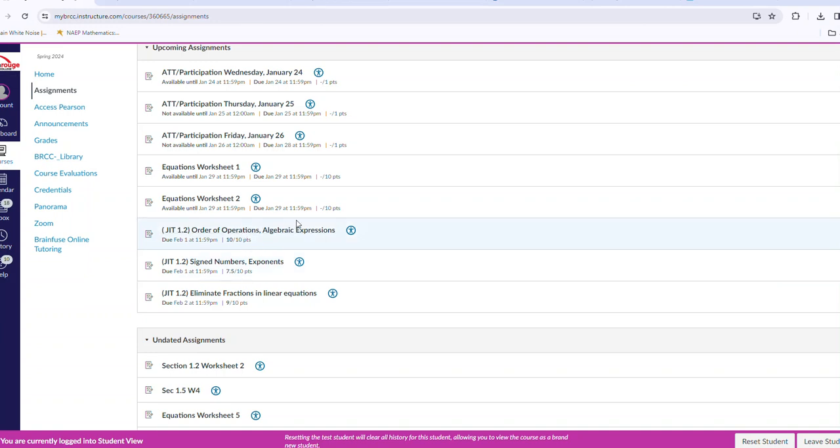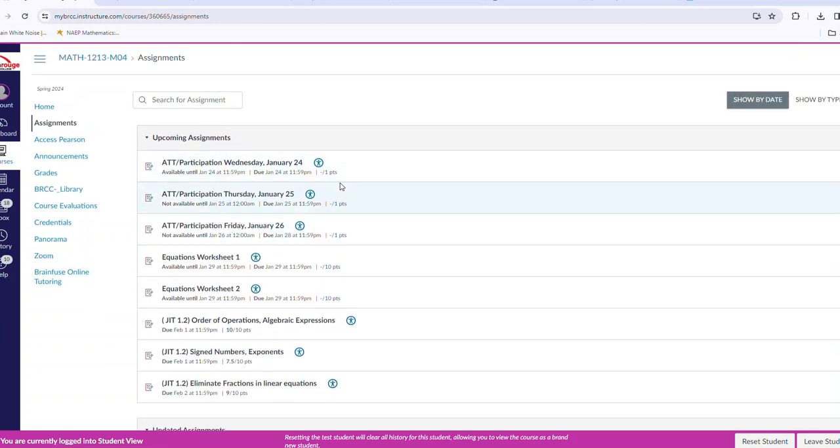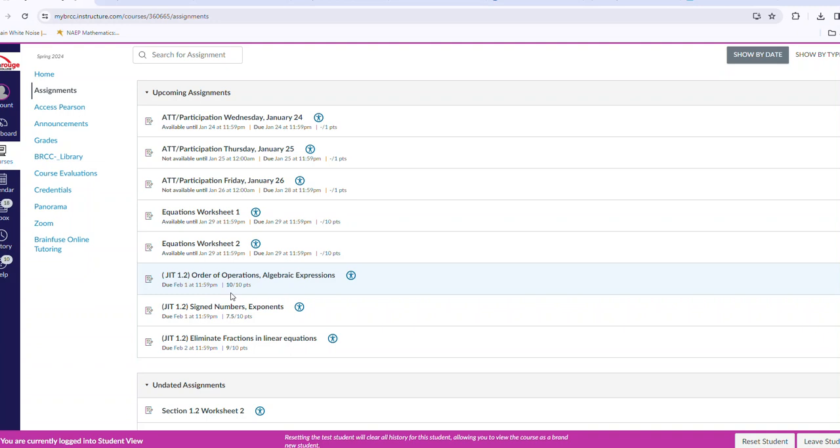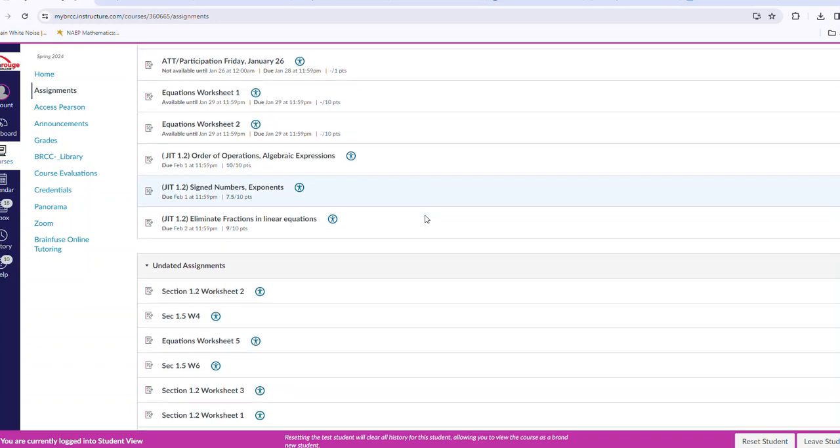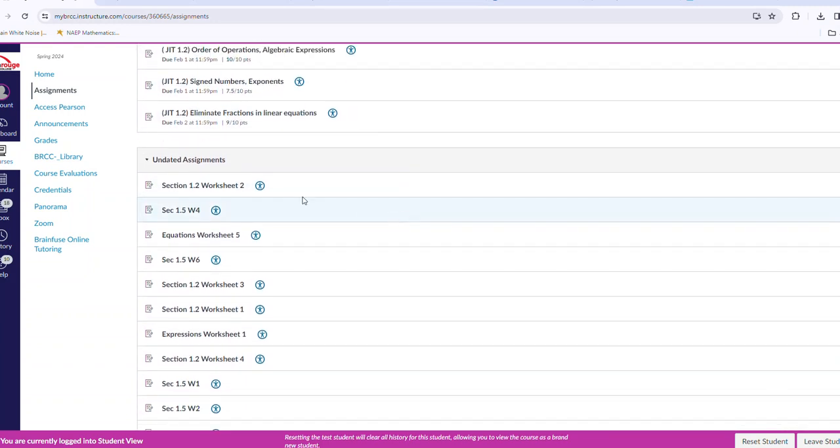So that's why you see some scores when you go to assignments. But you have until the due date, in this case February 1st, to improve your score. Okay? All right, so these are your upcoming assignments. Then undated assignments. So notice something about that. So students get confused here. Because they go straight to the assignments, they get confused. Undated assignments are assignments that don't have a due date.